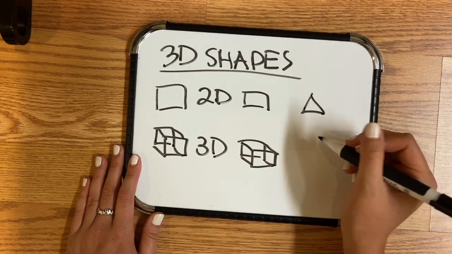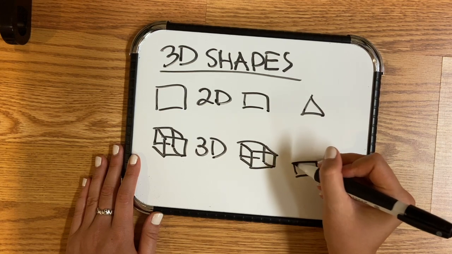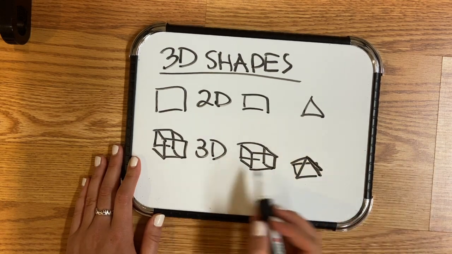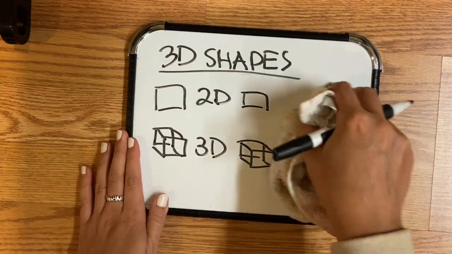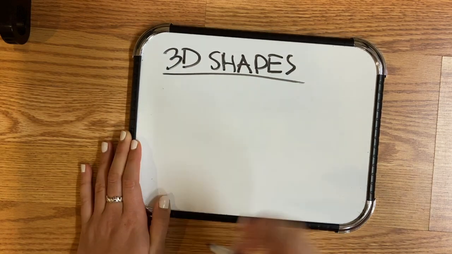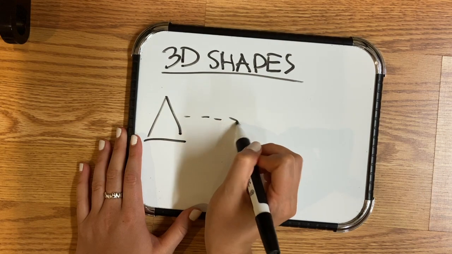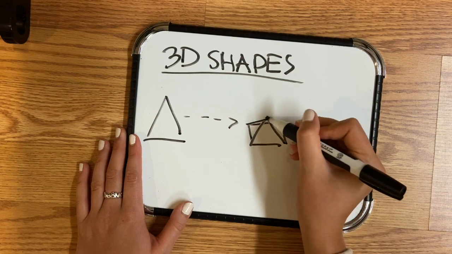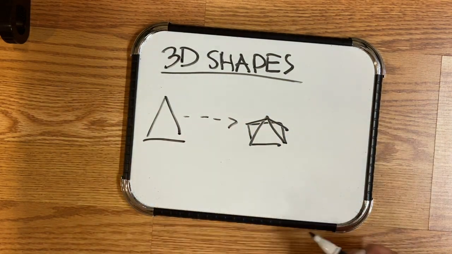Or a triangle is 2D. I don't know how I'm gonna draw this because I'm not a very good artist, but I can try. This is a prism. This is the 3D version of a triangle. All right, so these are the three we're going to talk about today. So first, let's start with that of a triangle. So again, we said that the prism is the 3D version of the triangle.